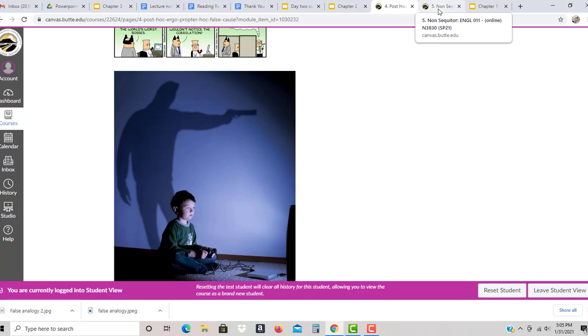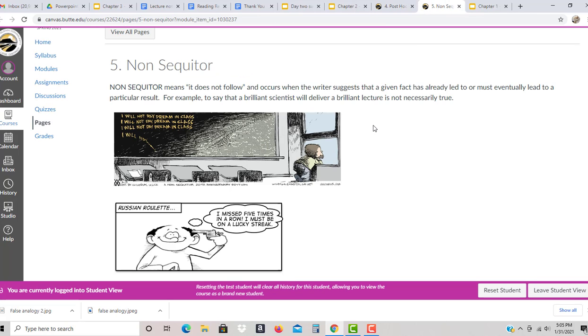So, non sequitur. Non sequitur means it does not follow and occurs when the writer suggests that a given fact has already led to or must eventually lead to a particular result. For example, to say that a brilliant scientist must deliver a brilliant lecture is not necessarily true. Just because you are a brilliant scientist does not mean you are very good at giving lectures, especially brilliant ones. Here we have "I will not daydream in class, I will not daydream in class," and lo and behold, there he is daydreaming. So it does not follow.